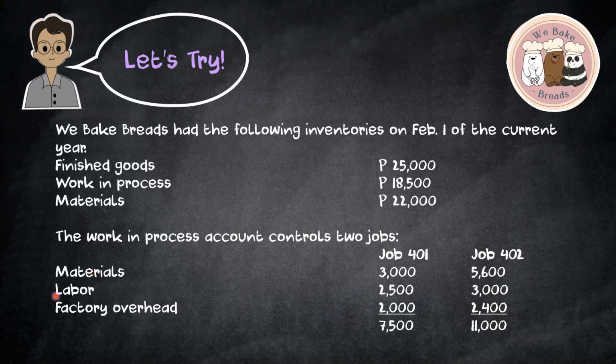The content of our work in process, of course, is the three elements of the total manufacturing cost, since we charge to WIP, right? We charge to the work in process account all of our total manufacturing cost, which is the materials, the labor, and the factory overhead. Later, we will see those amounts. They will all come together later on.